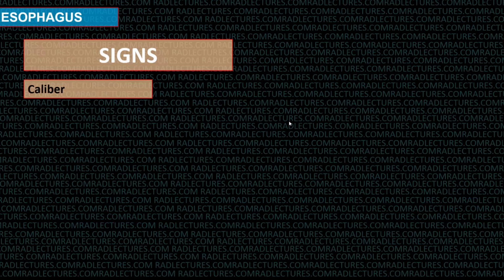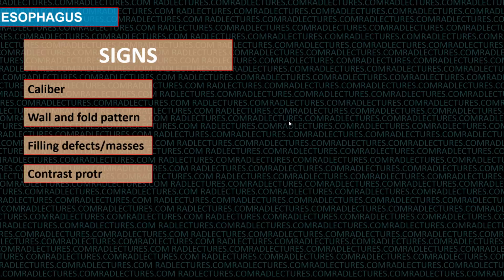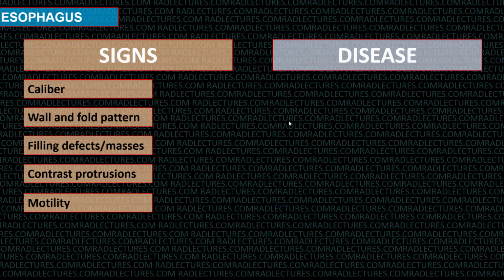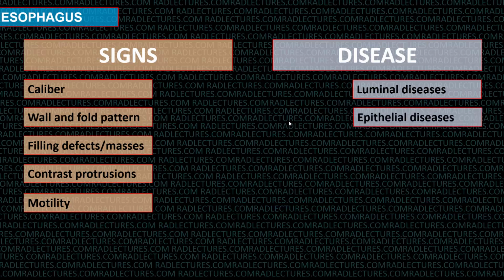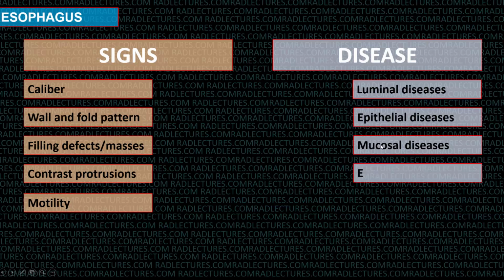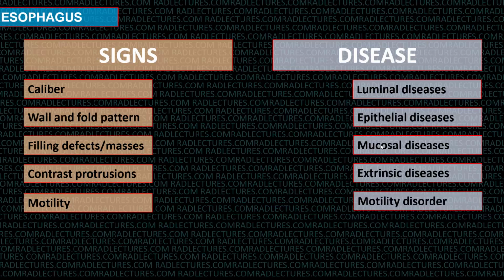Signs of esophageal disease. We look for the caliber. We look at the wall and fold pattern, filling defects and masses, contrast protrusions, and motility. And the diseases that we are looking for are luminal diseases like foreign bodies, epithelial diseases like ulcers and masses and cancer, and then submucosal disease, like tumors arising from the submucosa. Extrinsic diseases, involvement of the esophagus in the diseases of the mediastinum, and motility disorders.